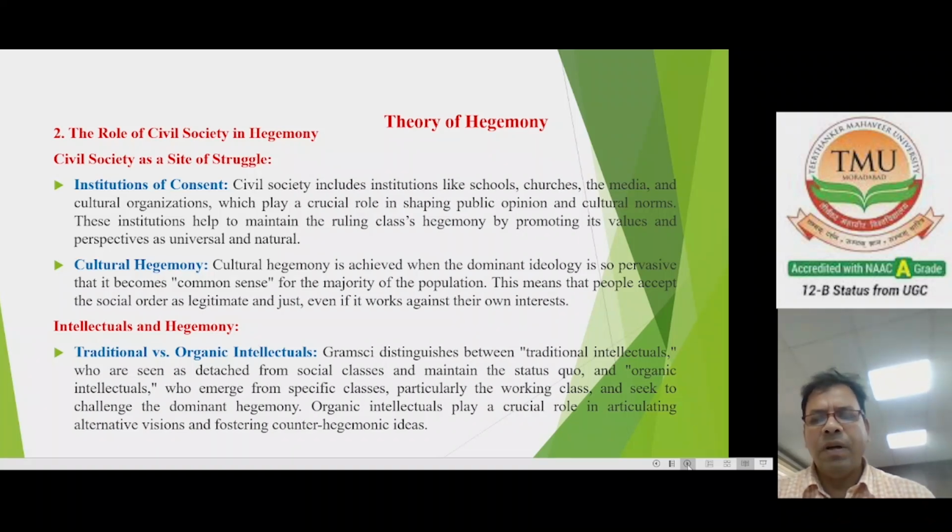Gramsci distinguishes between traditional intellectuals, who are seen as detached from social classes and maintain the status quo, and organic intellectuals, who emerge from specific classes, particularly the working class, and seek to challenge the dominant hegemony. Organic intellectuals play a crucial role in articulating alternative visions and fostering counter-hegemonic ideas.